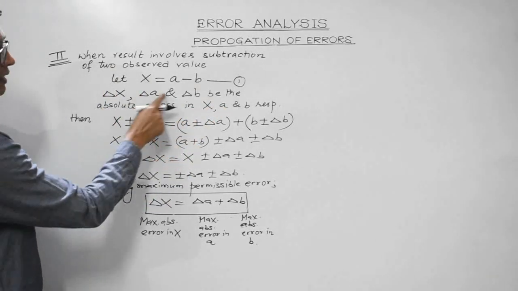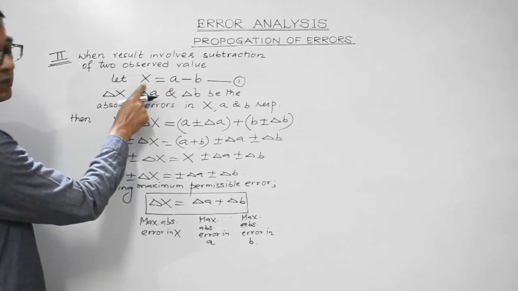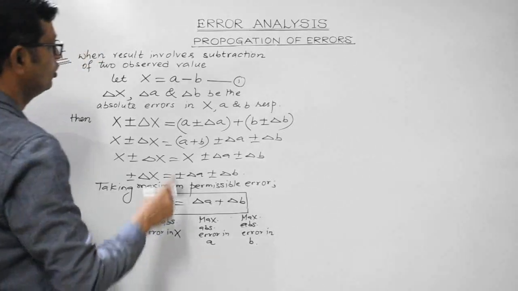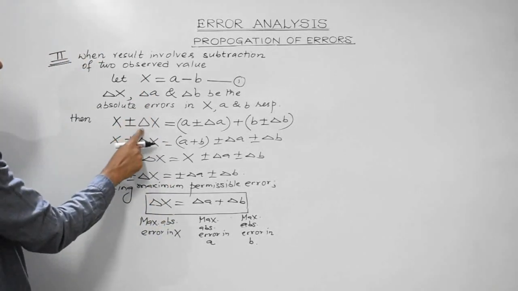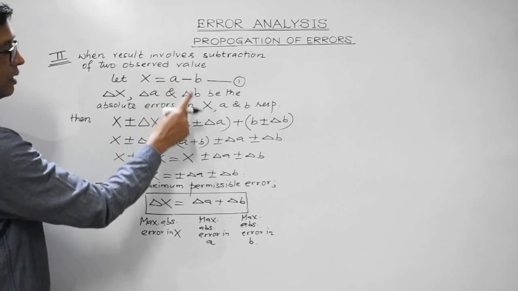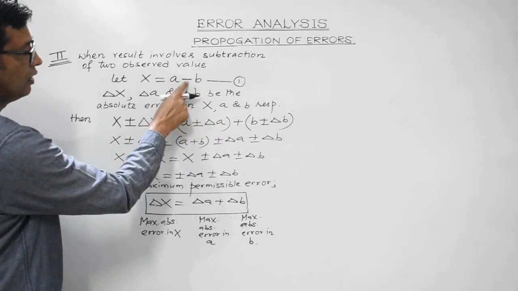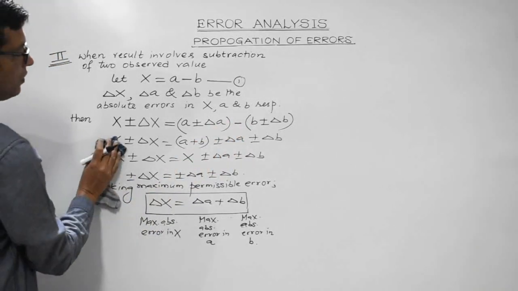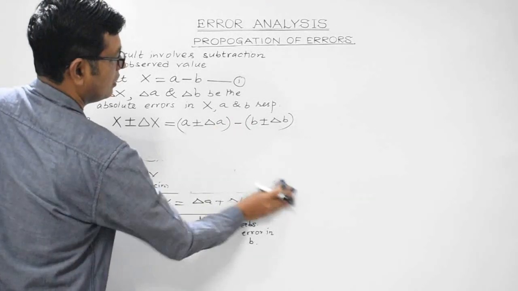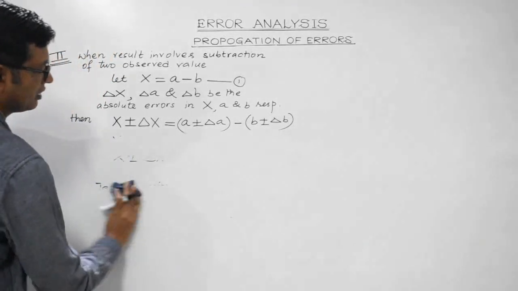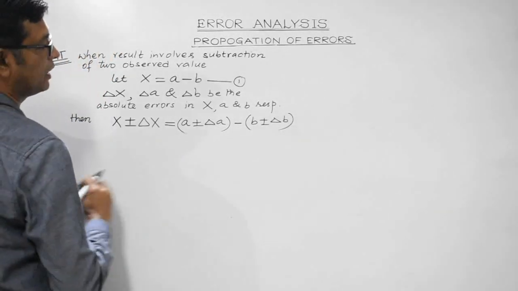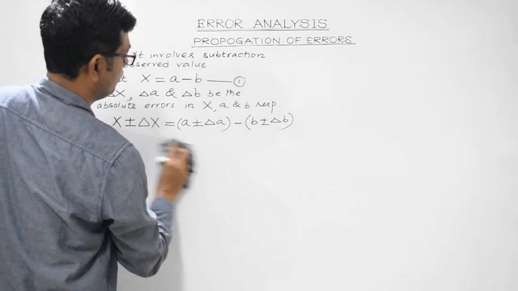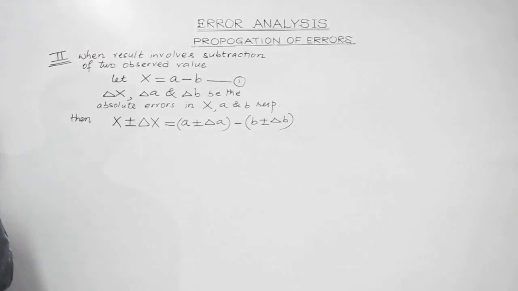Let del X, del A, del B be the absolute errors in the measurement of X, A and B respectively, right? So we can write X in terms of absolute error like this. We can write A in terms of absolute error like this, A plus minus del A. Over here we are dealing with subtraction, so it will be minus, and then B in terms of absolute errors, it can be written as B plus minus del B. So now let's evaluate it. Let's keep on solving it.